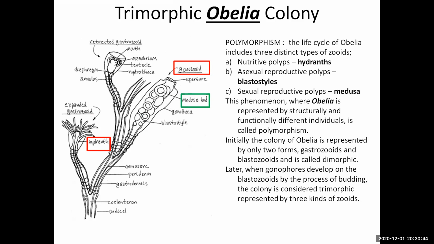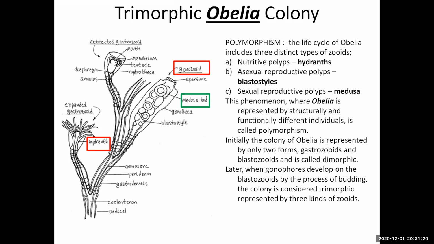Now in Obelia colony, when the colony is new, the colony is dimorphic. And when asexual reproduction starts in the colony and medusae are produced, the colony becomes trimorphic. So the adult, well-grown Obelia colony is trimorphic. A newly formed Obelia colony is dimorphic. So if in a question it is asked, Obelia colony is, the answer is trimorphic.